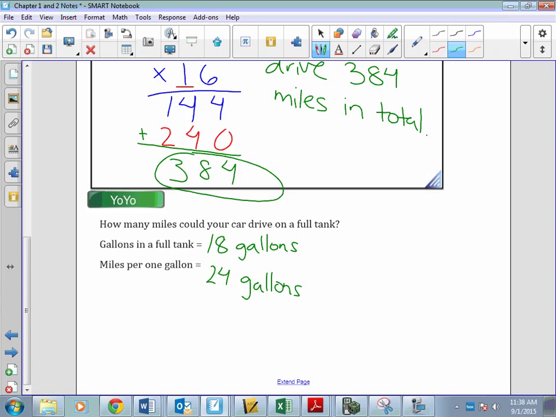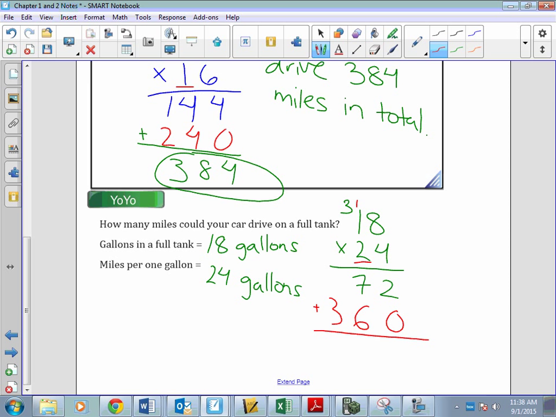Welcome back. Find out how far my car could go with a full belly of gas. It'd be 18 times 24. 4 times 8, 32. 4 times 1 plus an additional 3 is 7. That's really what 18 times 4 is. Now I need to worry about this 2. Put an additional 0 down here. 2 times 8 is 16. Carry the 1. 2 times 1 is 2. Plus an additional 1 is 3.